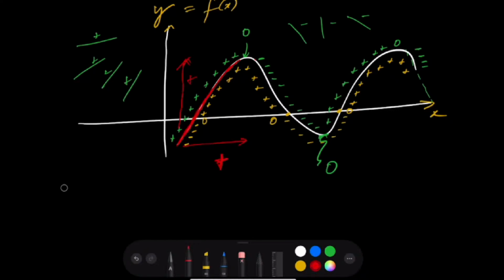But you are moving on the section where you have negative slope. What will happen if you move from here to here? Delta x is positive but delta y is negative. So slope is negative. Clear? So negative and positive slope should be clear for you. Okay?